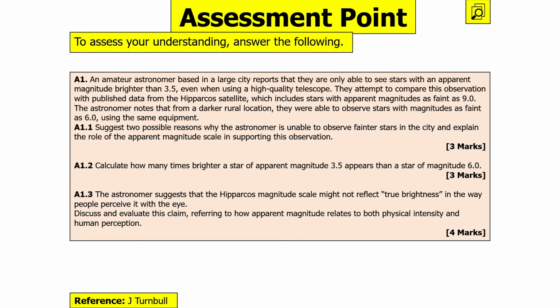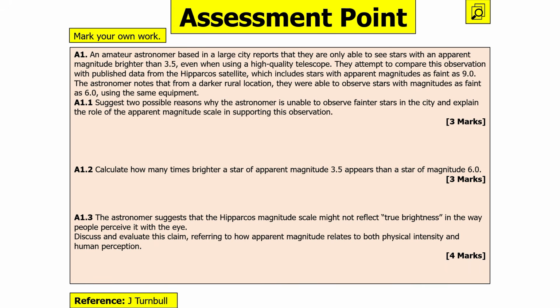Suggest two possible reasons why the astronomer is unable to observe fainter stars in the city, and explain the role of apparent magnitude scales in supporting this observation. Calculate how many times brighter a star of 3.5 apparent magnitude appears than a star of magnitude 6. The astronomer suggests the Hipparcos magnitude scale might not reflect true brightness in the way people perceive it with the eye. Discuss and evaluate this claim, referring to how apparent magnitude relates to both physical intensity and human perception. So pause the video now, and then unpause the video when you want to go through your answer.